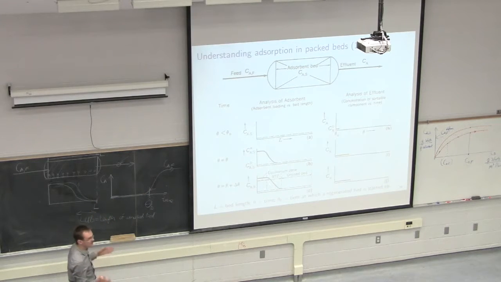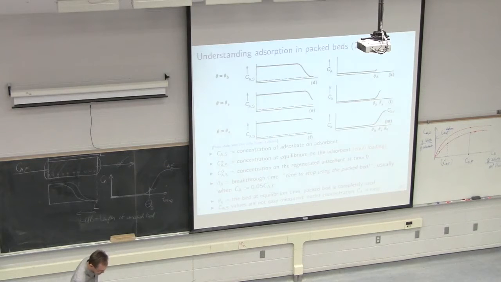Or it might be that you have some upper bound, right? So 500 parts per million. Your probe can measure below 500 parts per million, but if 500 parts per million is your maximum tolerable bound, that's the point where you'll stop your bed. So theta B is something that you have under your control. You know when that's going to happen.